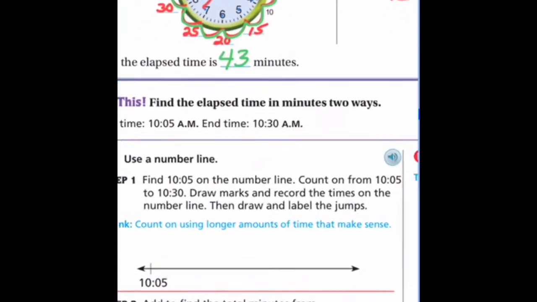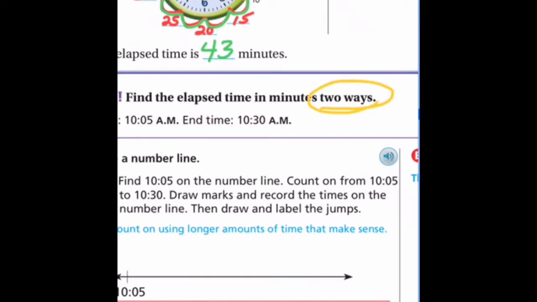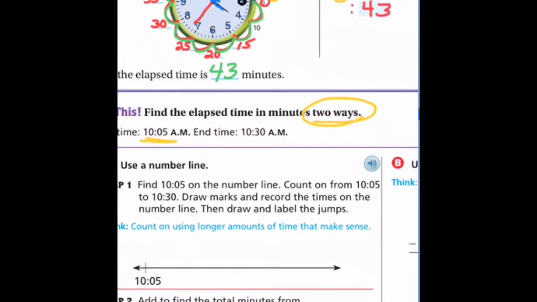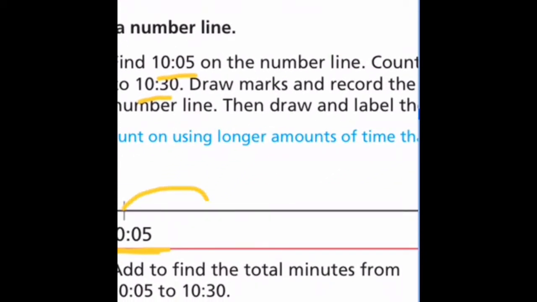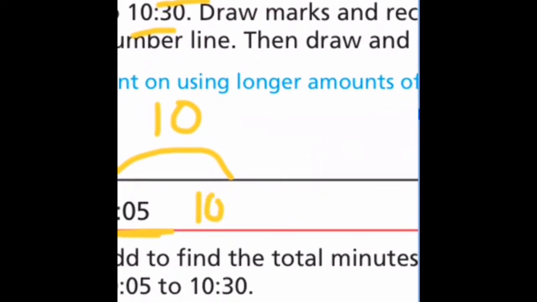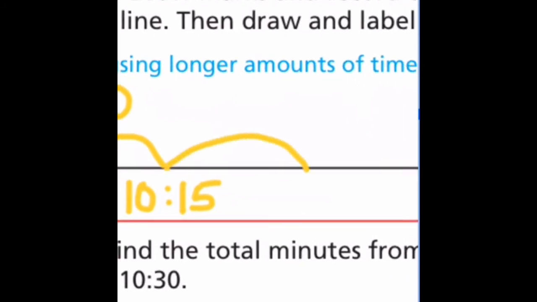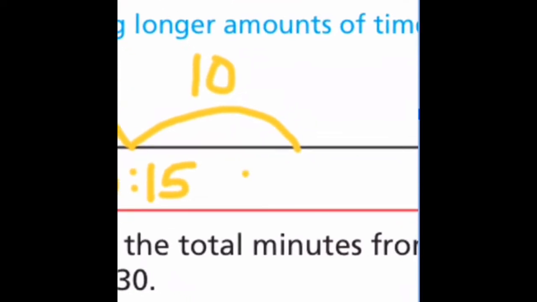Try this. Find the elapsed time in minutes in 2 ways. We have a start time of 10:05 and an end time of 10:30. So using a number line, we're going to find 10:05. We're going to count on to 10:30. So we start at 10:05. Our ending time will be 10:30. All right, so we can draw 10-minute jumps. That's 10. So 10:05 plus 10 is 10:15. 5 plus 10 is 15. And another 10-minute jump. So 10:15 plus 10 is 10:25.